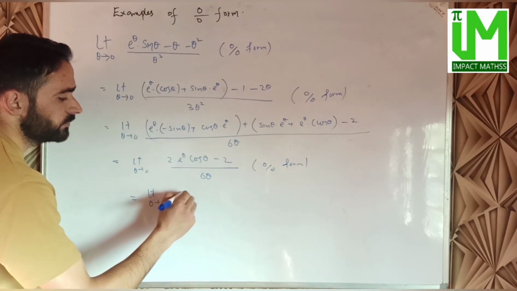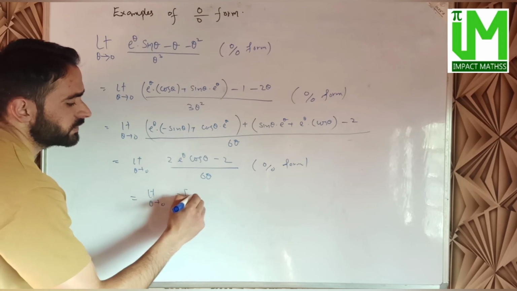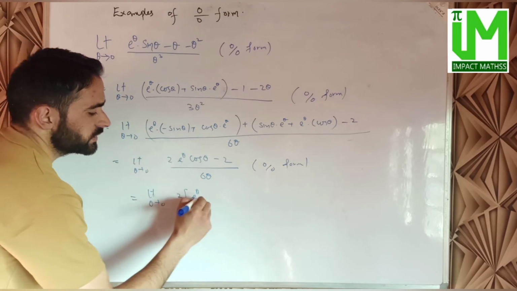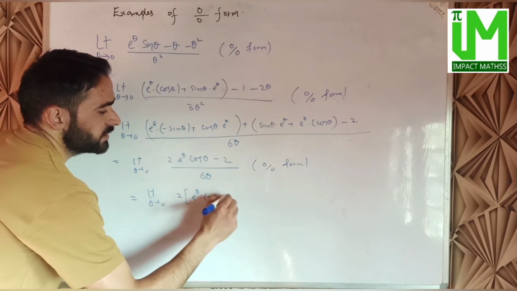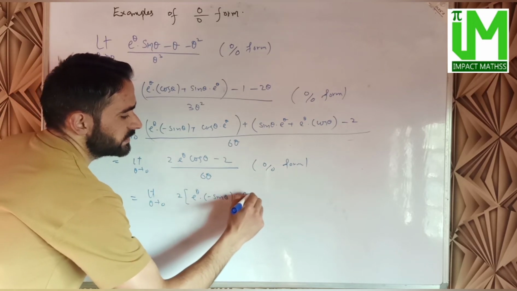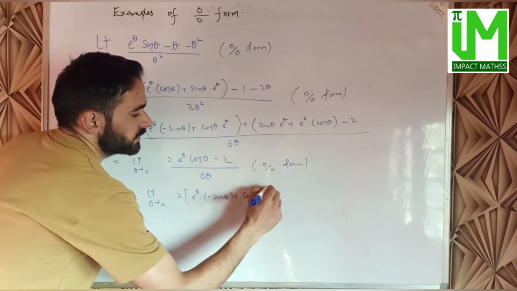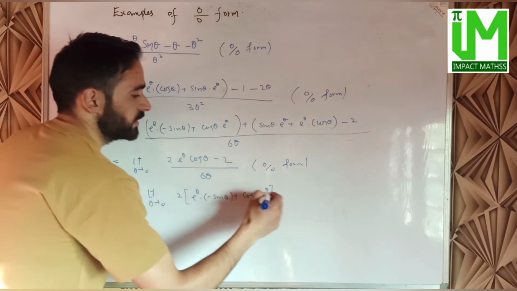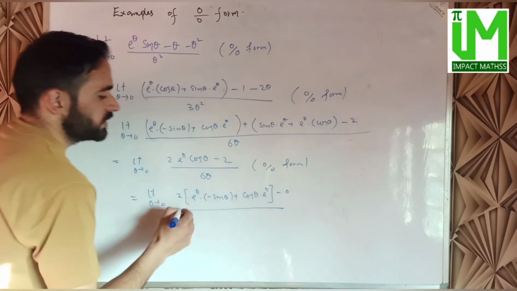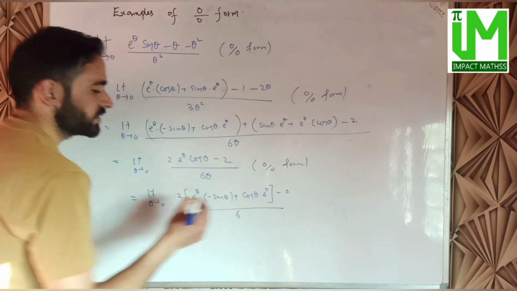differentiation 2 will be left out, e to the power theta as it is, cos theta की differentiation minus sin theta, plus cos theta as it is, e to the power theta की differentiation e to the power theta, minus 2 की differentiation 0, divided by 6 theta की differentiation 6.